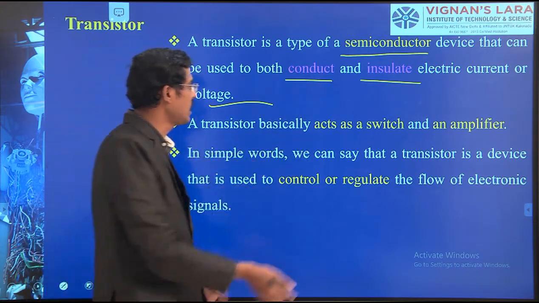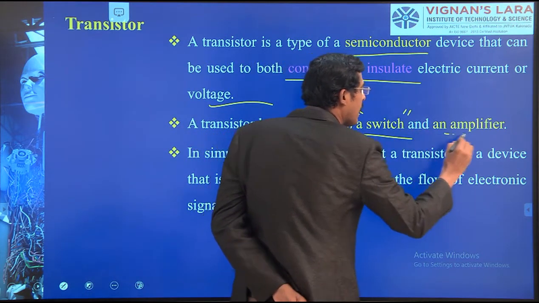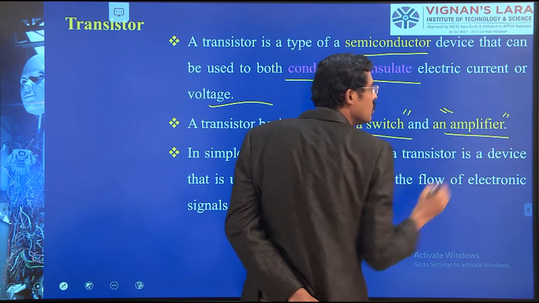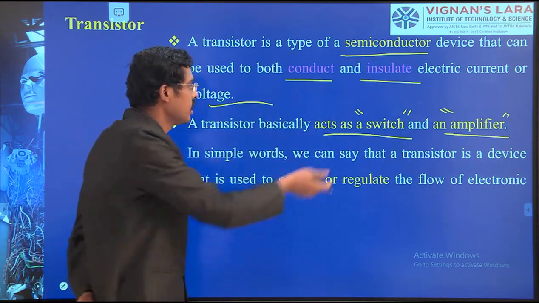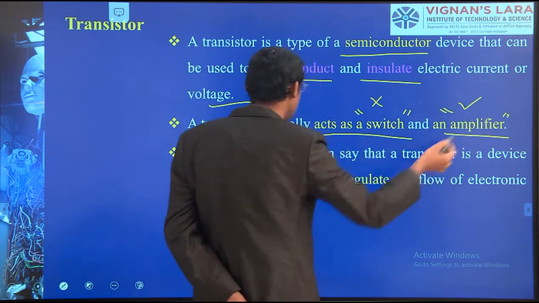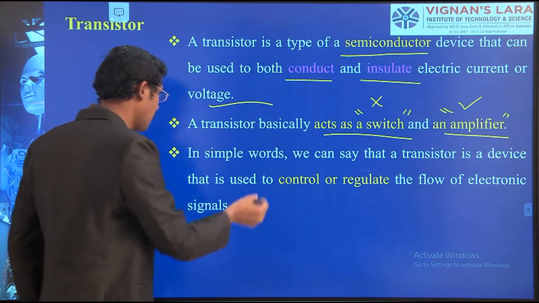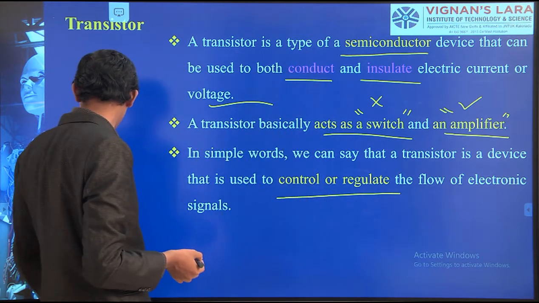A transistor basically acts as a switch. This is what I am telling. It acts as a switch and amplifier. If you are giving more voltage, then it acts as an amplifier. If you are not giving, it acts as a switch. If you are giving more, it acts as an amplifier. So that is a control or regulate. So we are going to control or regulate those things.